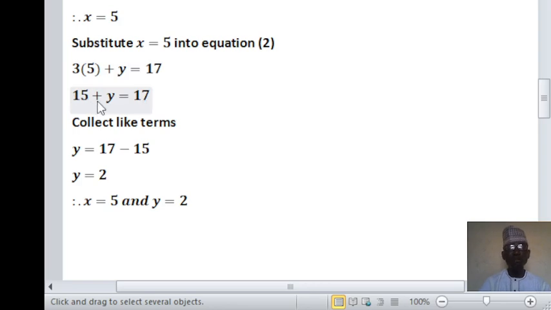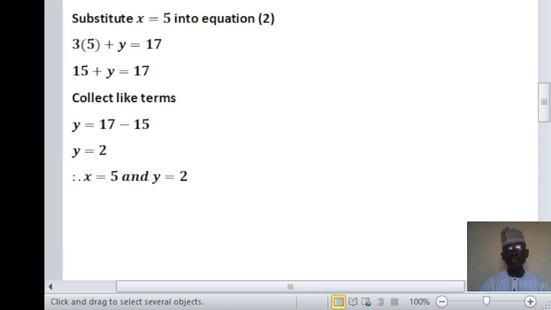Now, making y the subject of the formula, we don't want our variable to be in the negative form, so we leave it here. We will transfer this 15 to the other side. There are two ways of doing it. We add 15 to both sides, or we just pick this 15 and transfer it to the other side. Once it crosses, it becomes a negative sign. That's why we have y equals 17 minus 15. When you do the arithmetic process, you have y equals 2. So therefore, our x equals 5 and our y equals 2.